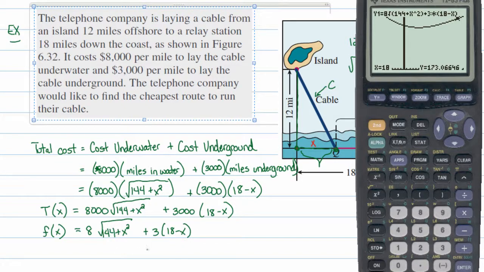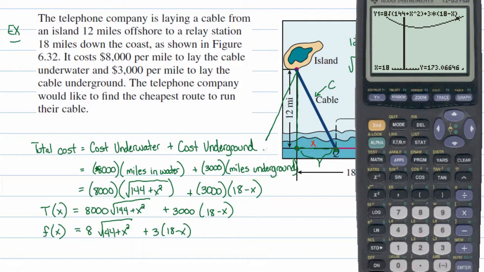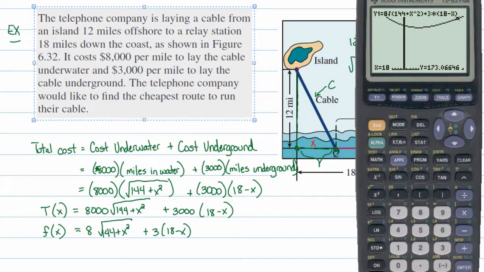What makes sense that I can plug in for values of X? Well, does it make sense that you want X to be negative? In other words, do you want this cable to go backwards? No, I'm spending a lot of money to make it go backwards. That's ridiculous. So I don't want to do that.